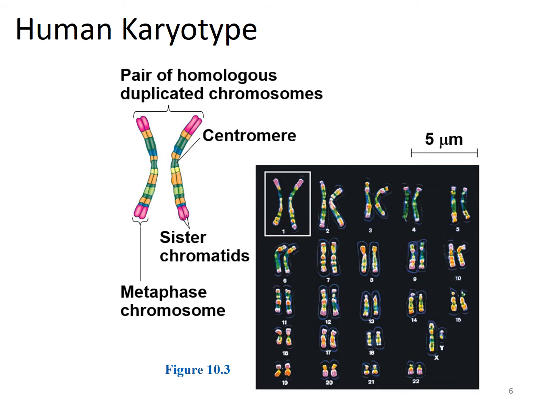If it's XX, then that individual is female. If it's XY, then the individual is male. So this particular karyotype is a karyotype of a male.